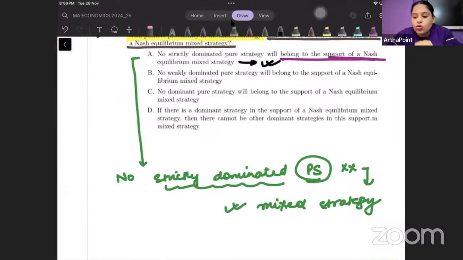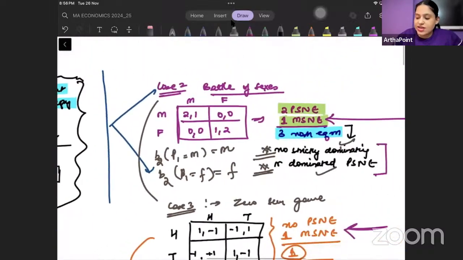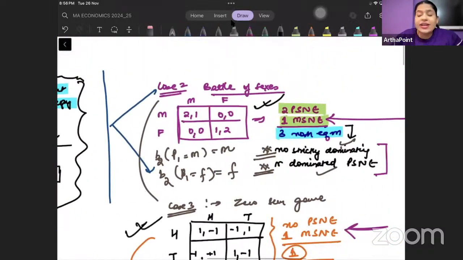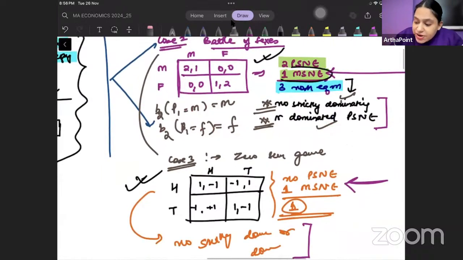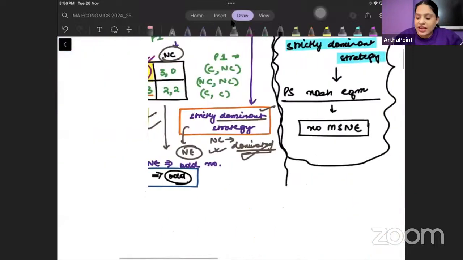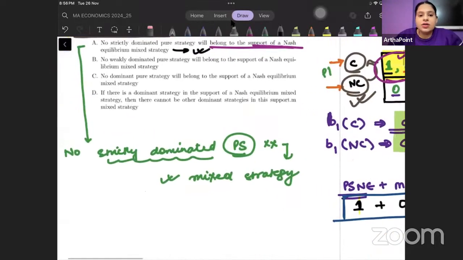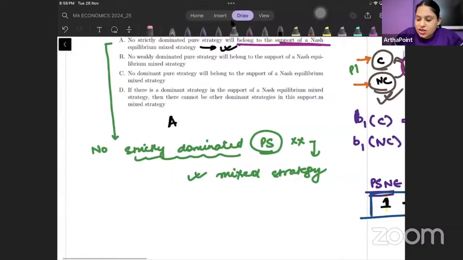There is no strictly dominated pure strategy like in the other 2 examples. कोई भी strategy dominate नहीं हो रहा. No strategy is getting dominated and there is presence of mixed strategy Nash equilibrium. So A is correct. Right? So answer to this question is A.